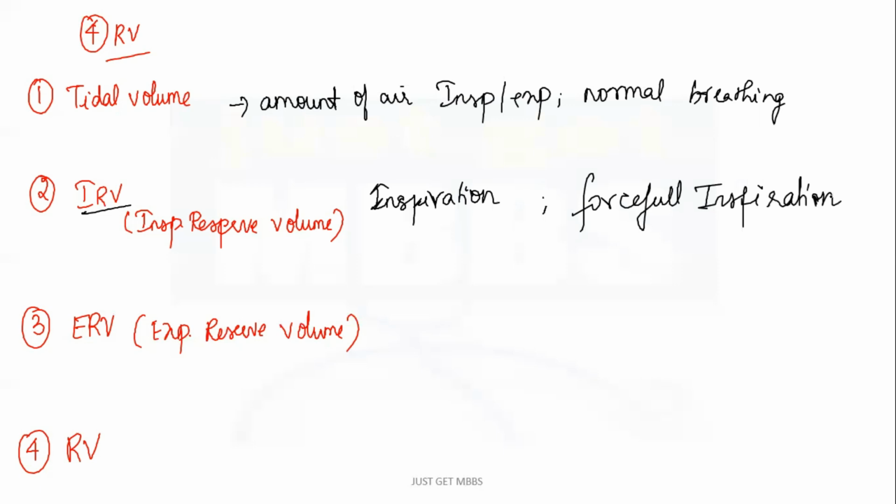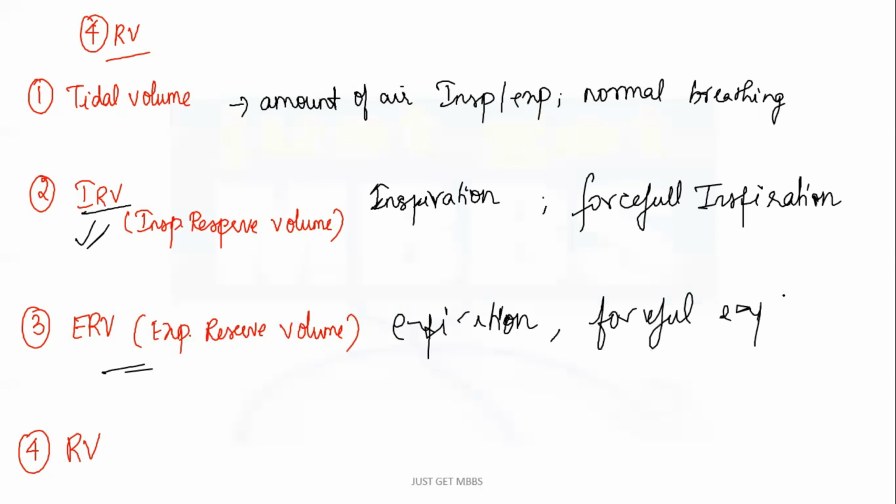So the amount of air a person is trying to inspire by means of a forceful inspiration is called as inspiratory reserve volume. Now, what is expiratory reserve volume? Same thing. Amount of air a person can expire. I ask the patient to expire following a forceful expiration. That is called as expiratory reserve volume.